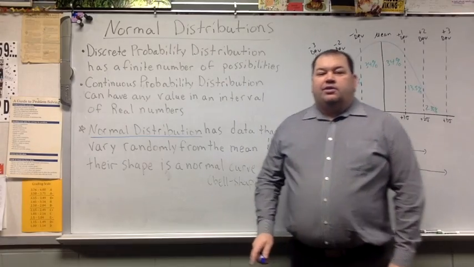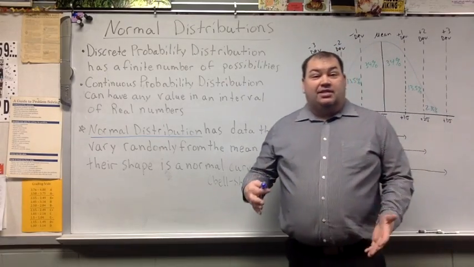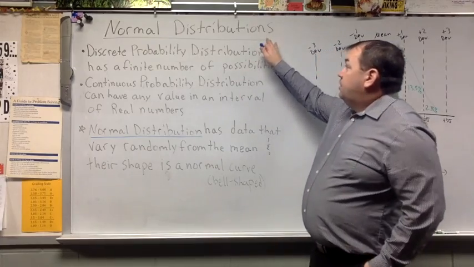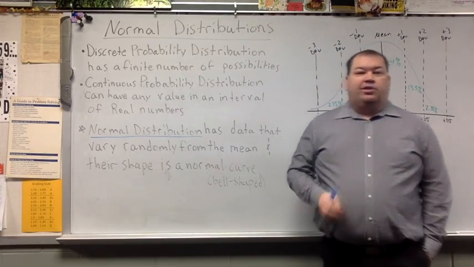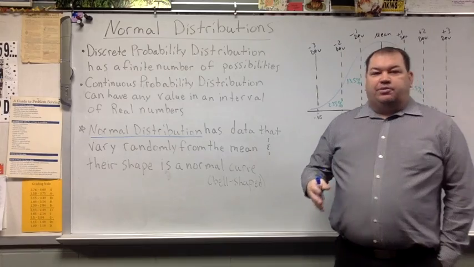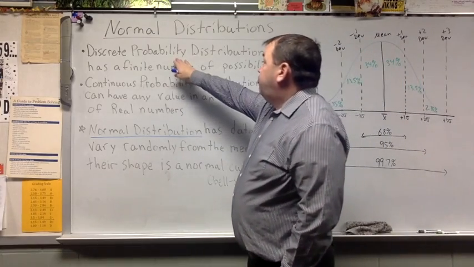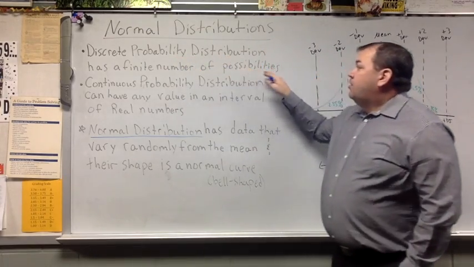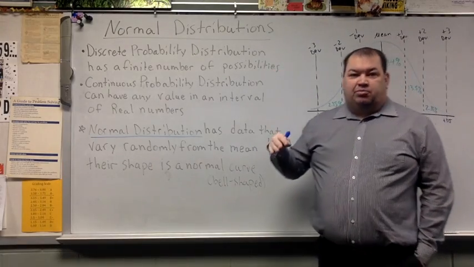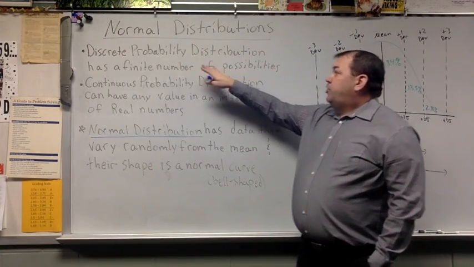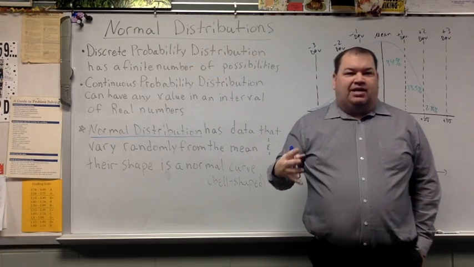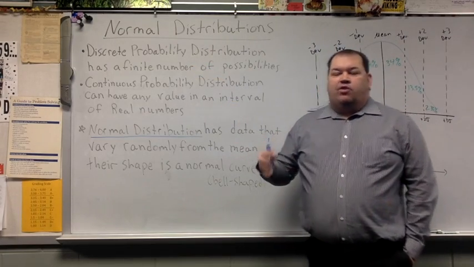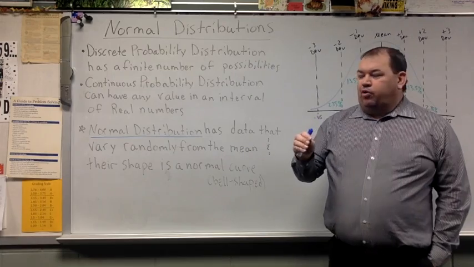As we continue our discussion about probability and statistics, we come across another kind of distribution known as a normal distribution. Now, up to this point, we've seen some discrete probability distributions that have a finite number of possibilities. Think of discrete as we don't connect the dots when we graph them. Okay, the in-between values we don't worry about.